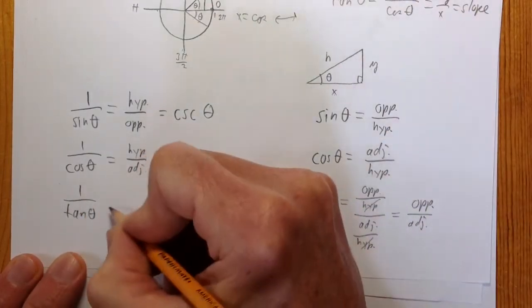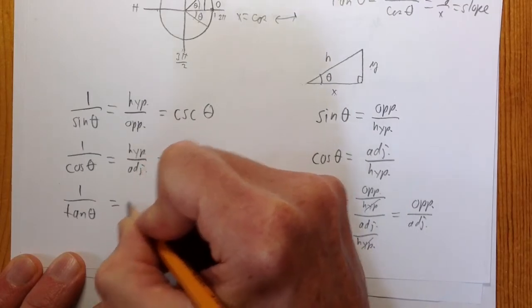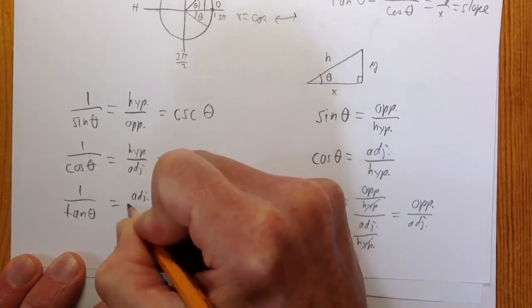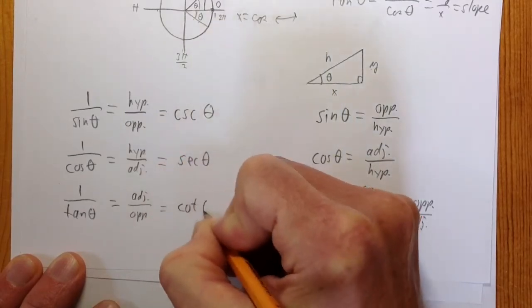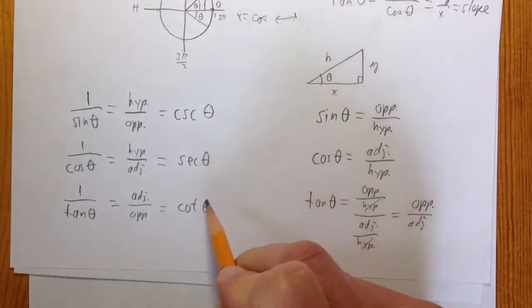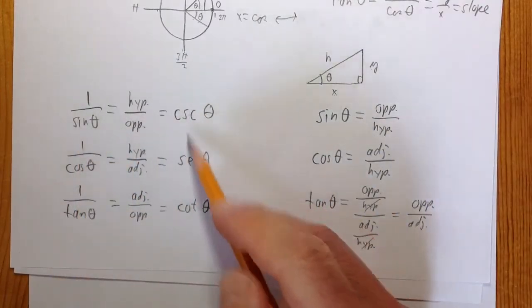But I didn't make this stuff up. It's messed up. So this would be what? Tangent's opposite over adjacent. So this is adjacent over opposite, which is cotangent theta. These aren't used nearly as much because if you have one, they're just upside down. Like, what do you really need these for?